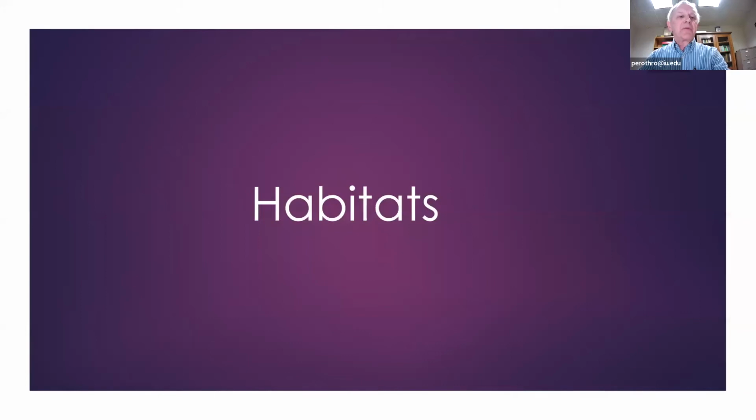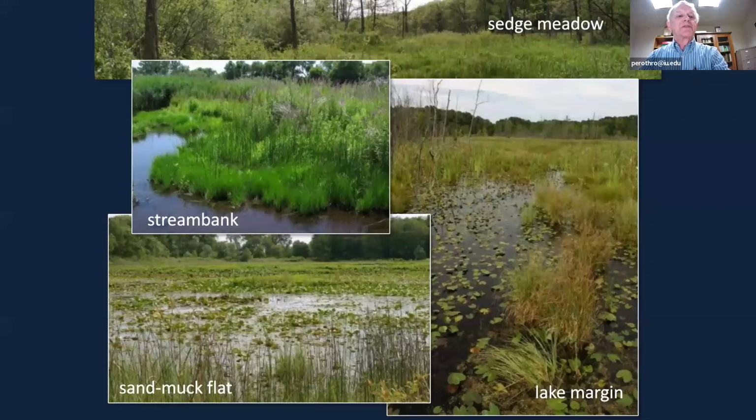And what kinds of habitats contain sedges? People generally think of sedges as plants of wetland habitats. And indeed, here are four examples. And many sedges survive or thrive in specific kinds of wetland communities.